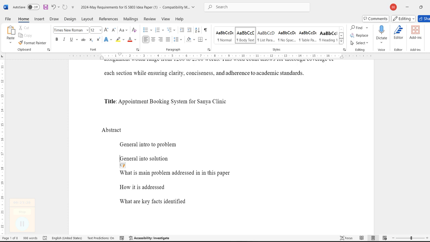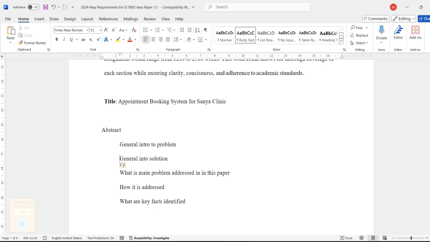Next, immediately we start with what is the problem addressed in this paper. So we start by saying that Sania Clinic is having some sort of issue regarding customer wait time and unnecessarily long queues. In this paper, we are proposing to create an information system to address the problem, and we start explaining it. Then we say how it will be addressed: it can be addressed by implementing an information system, which is an appointment management system, and we discuss that.